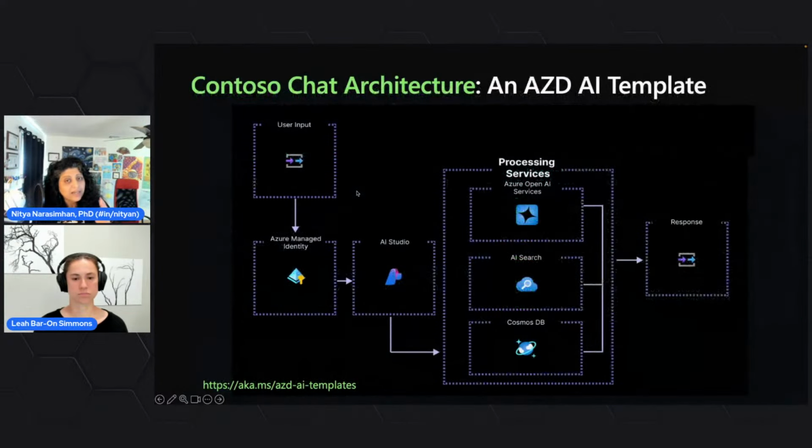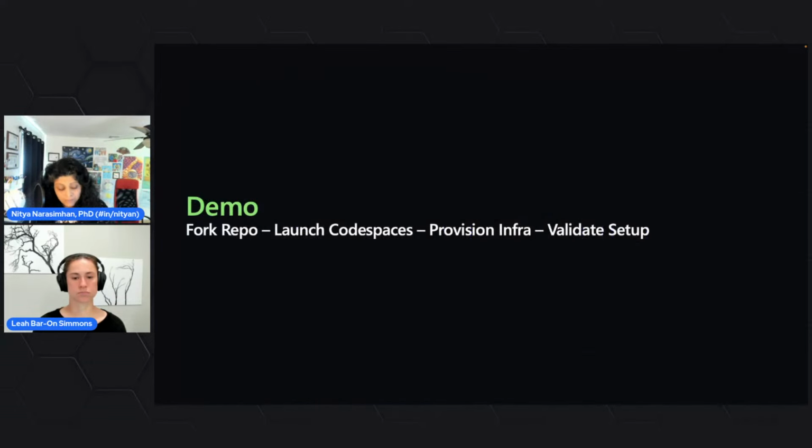So what the AZD template does is it looks at this functional application architecture. It provisions all the resources that we've identified here. And it also runs post-provisioning hooks that will populate the required data, set up the local environment configuration parameters, and deploy your application for you. So by the time you're done with AZD up, you actually have a fully deployed app.